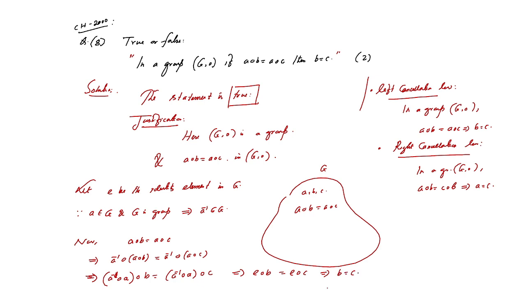Okay. So what we have proved here is that A naught B equals A naught C implies B equals C in the group G naught.